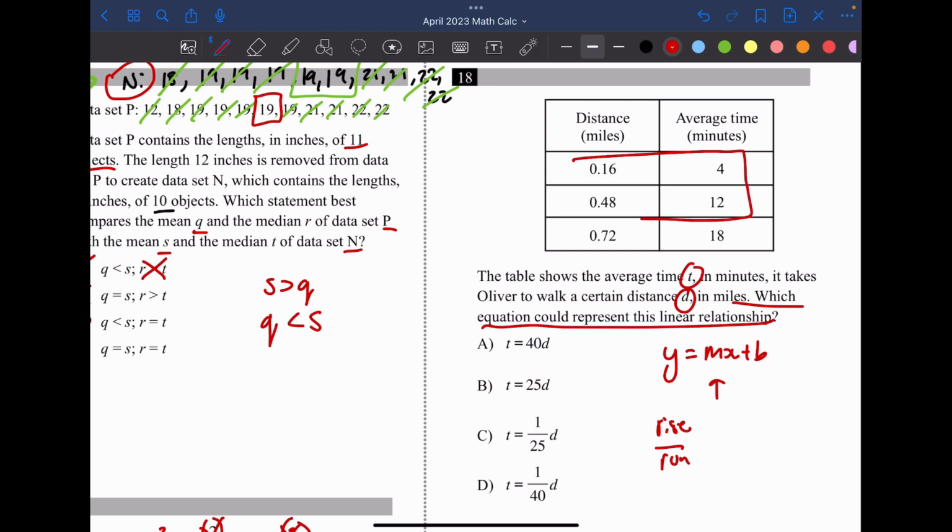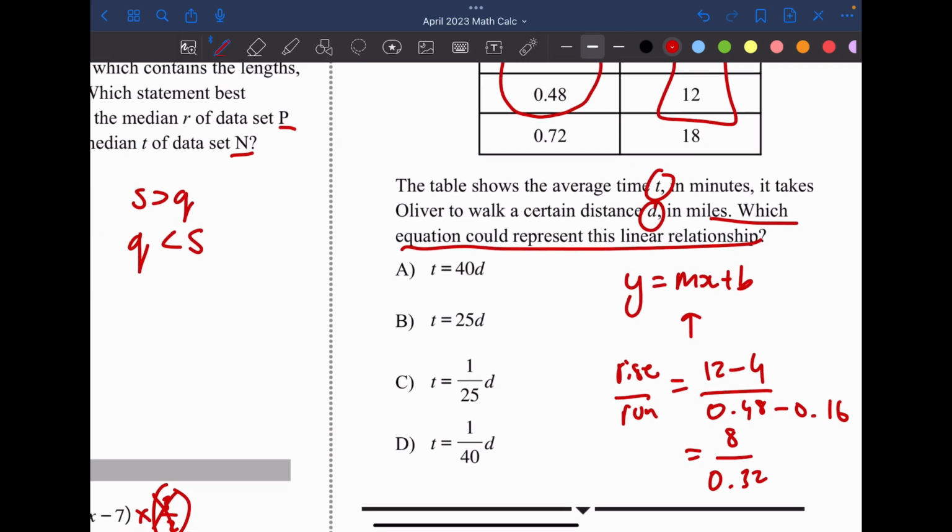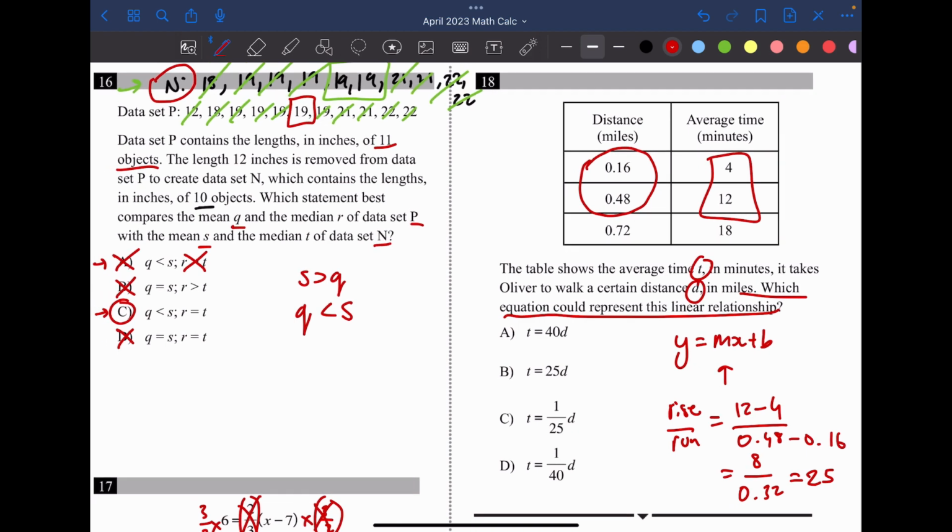I'm going to choose the first 2. In this case, the rise is going to be 12 minus 4, and then the run is going to be 0.48 minus 0.16. If you put that on a calculator, you should get 0.32. So 12 minus 4 is 8, and 0.48 minus 0.16 is 0.32. If you put this on a calculator, 8 divided by 0.32, you should get 25. So this is equal to 25. That means, so far, we know that the slope is equal to 25.